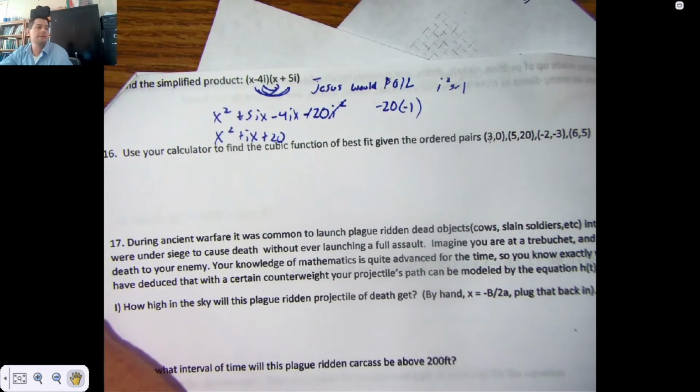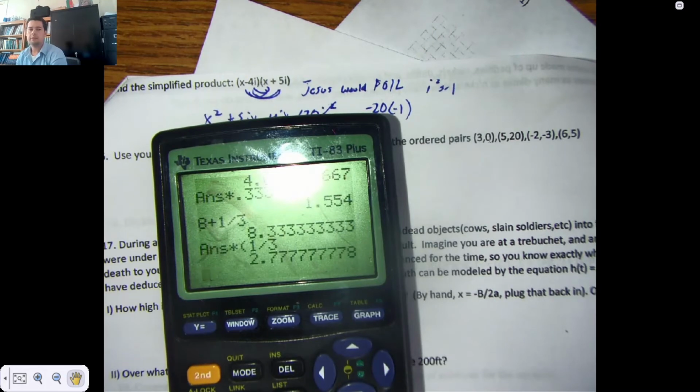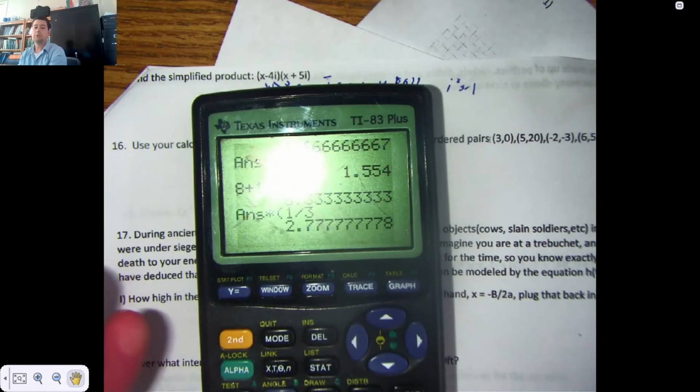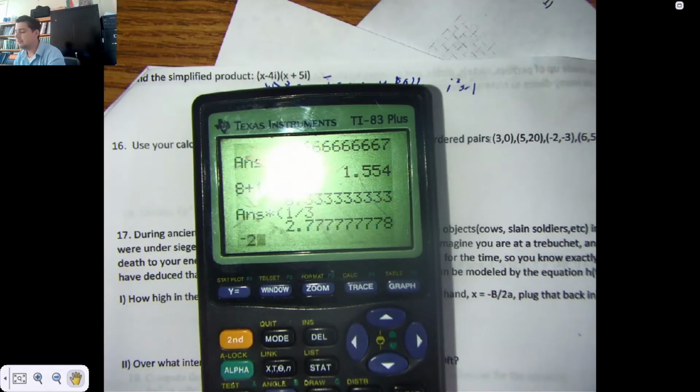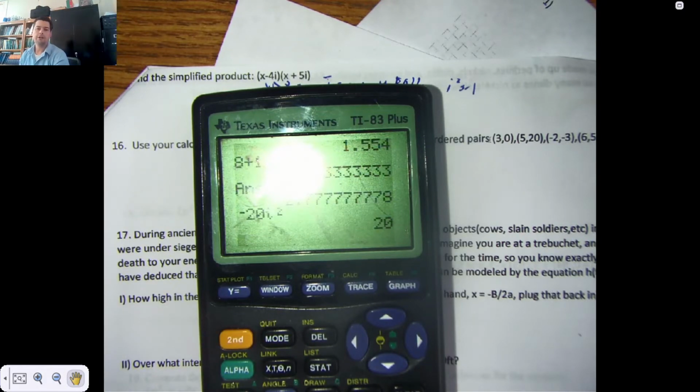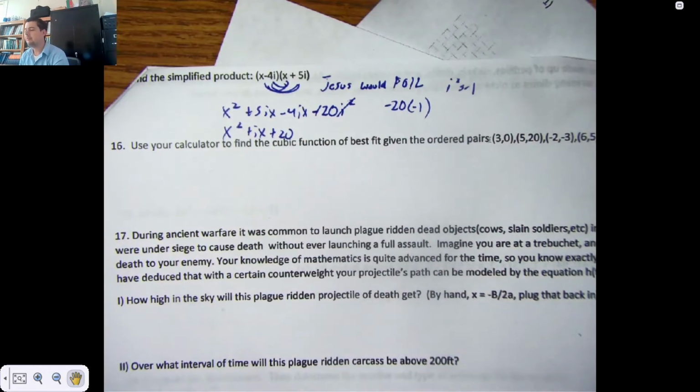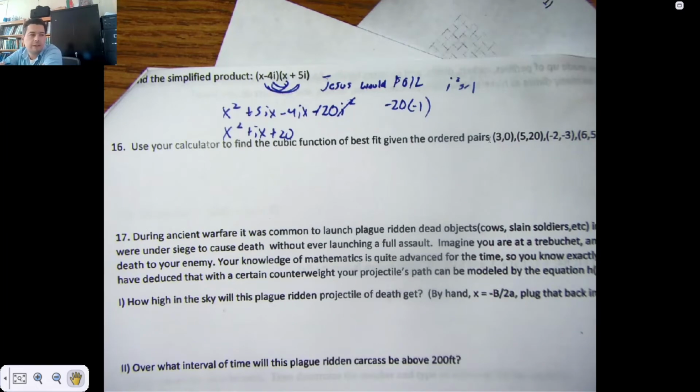And if for some reason you cannot remember what negative 20i squared is, even this old calculator can do it. Negative 20i squared. Oh, it's 20. Oh my God. Who would have thought? Use your calculator to find the cubic function of best fit.